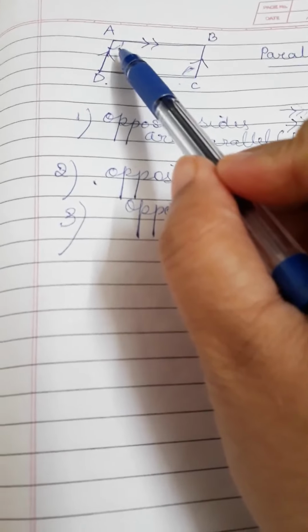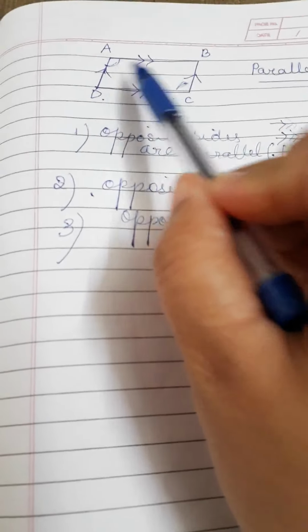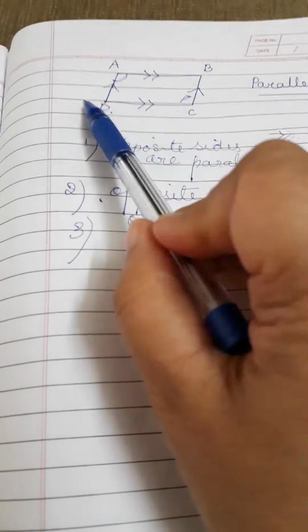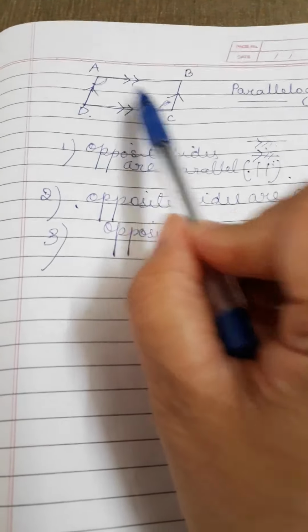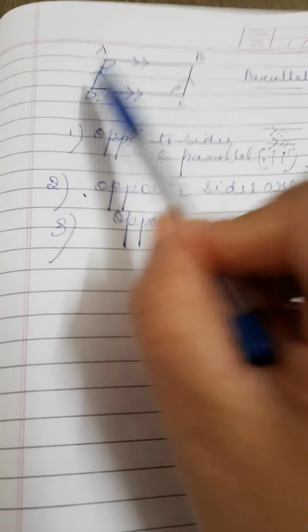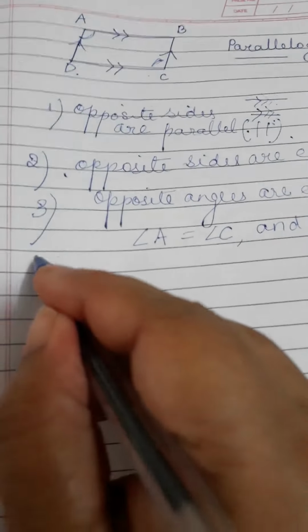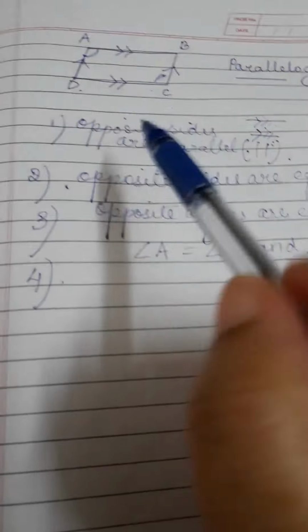As of now, you will just remember that the opposite angles are equal. Later in higher standard, you will learn to prove and understand the logic why they are equal. For that, you need to know the parallel lines concept. So as of now, we will just remember the opposite angles are equal. That is, angle A is equal to angle C, angle B is equal to angle D. We need to just remember the properties. Proving the properties we will learn in higher standards.